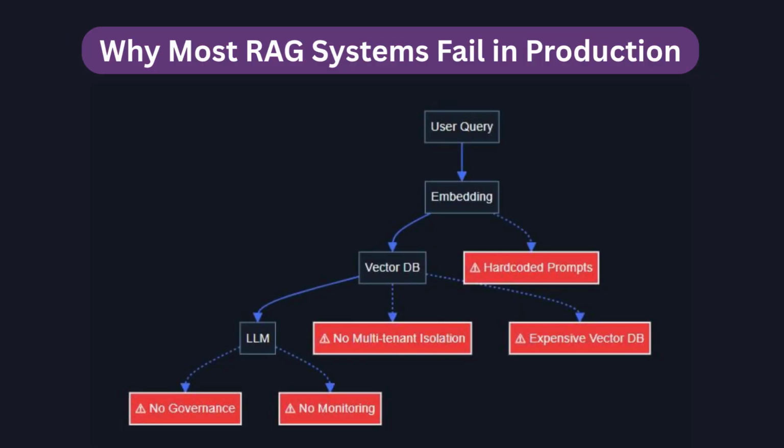Why most RAG systems fail in production? Most RAG systems fail because they are built as prototypes rather than production systems. Common failures include hard-coded prompts with no versioning, no governance, no multi-tenant isolation, expensive external vector databases, and no monitoring. They also lack cost control mechanisms, prompt management, and observability. Production RAG requires tenant isolation for SaaS applications, monitoring for debugging, and governance for compliance. Without these, systems break under real-world load and security requirements.